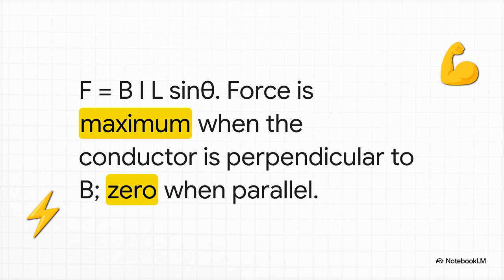So what if you have a whole chunk of wire with current flowing through it? What's the force on that? Well, that's F equals BIL sine theta. The key takeaway here, force is at its max when the wire is perpendicular to the field, and it's zero when it's parallel. See the pattern here?